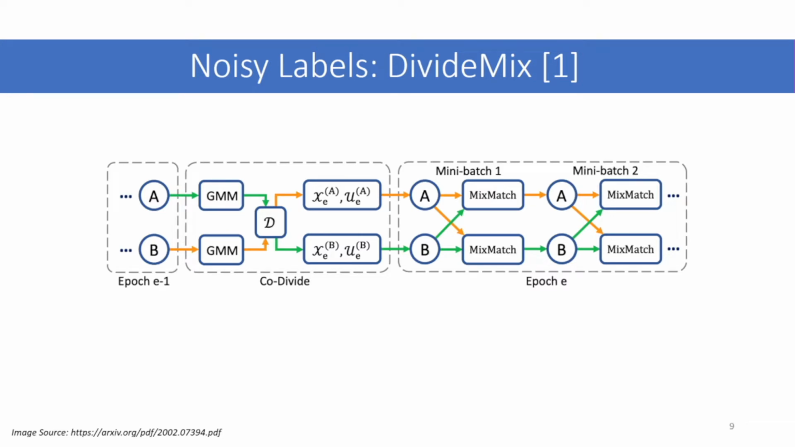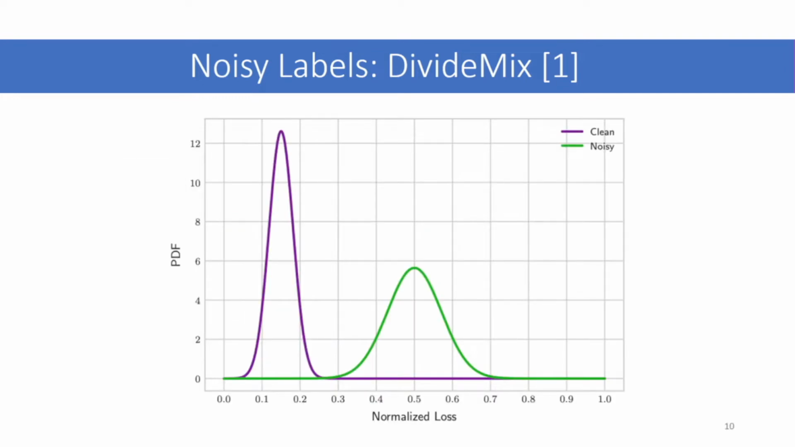In that case, for the noisy labels, one of the current state-of-the-art methods that looks really promising is called DivideMix. This image looks a bit daunting, so bear with me. The most interesting part happens in this area here, and this whole image basically depicts what happens after each training epoch.